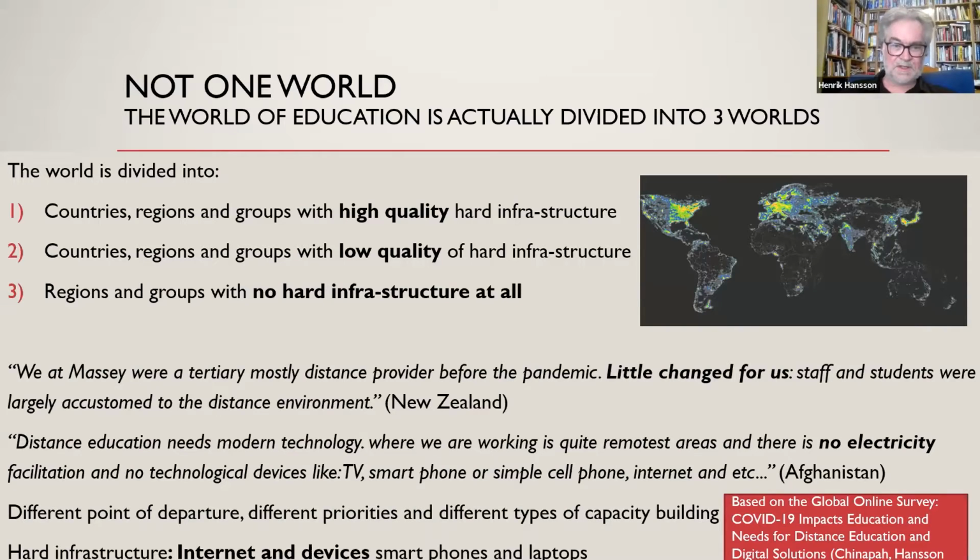And here, in a comparative way, you can see that in New Zealand little changed, because they were already online. They were doing this since many years. But if you look at Afghanistan, they have no electricity. So the lockdown had very different impacts.